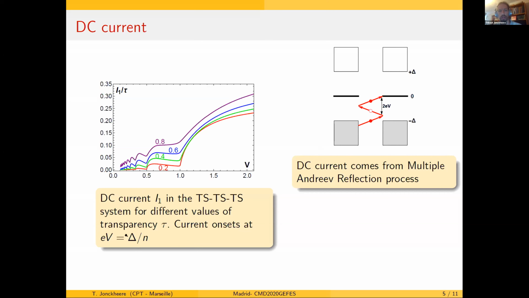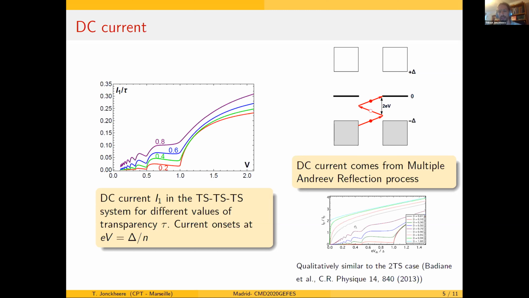And so this explains why we have this onset at delta over n. So this is the standard multiple Andreev reflection adapted to the case of topological superconductors. And in fact, this is the result for the 3 leads case, but qualitatively, it's not so different from the case of the 2 topological superconductors, which has been considered by a group in Grenoble in 2013, where you also have this onset at delta over n, which is easily understood.